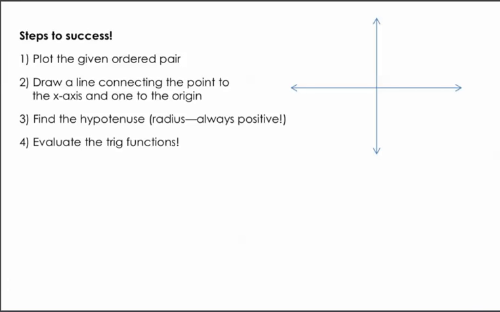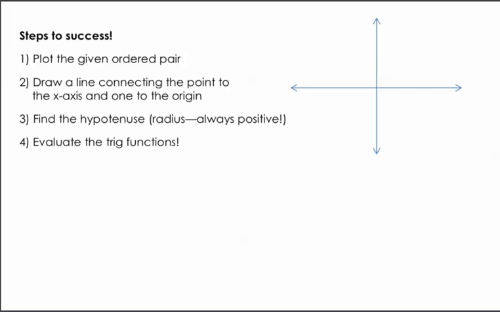Hey guys, we last left off doing quadrantal angles, where we had a point on one of our axes with a radius of 1, like the ordered pair 1, 0. We remember that sine went with y, cosine went with x, and tangent was sine divided by cosine. So today we're going to talk about angles that are anywhere, not just on the axes.